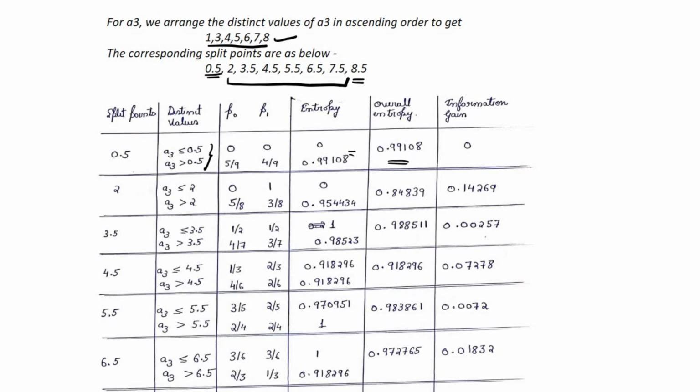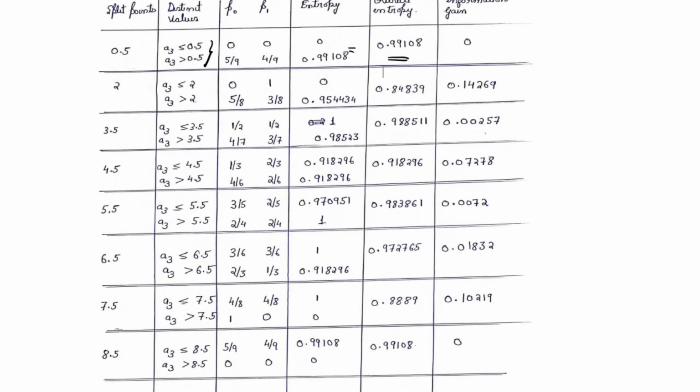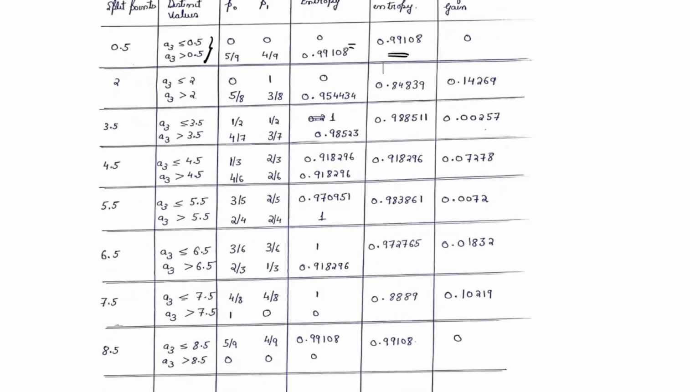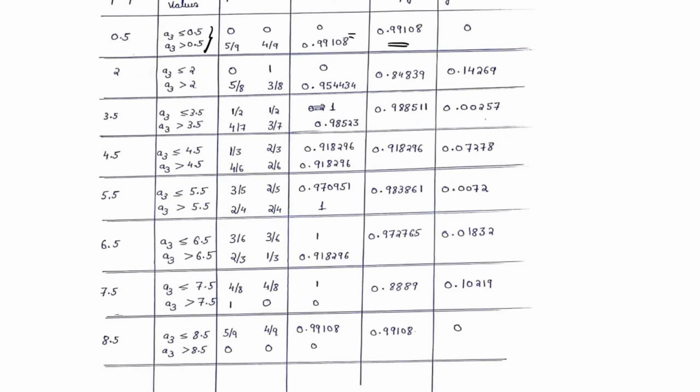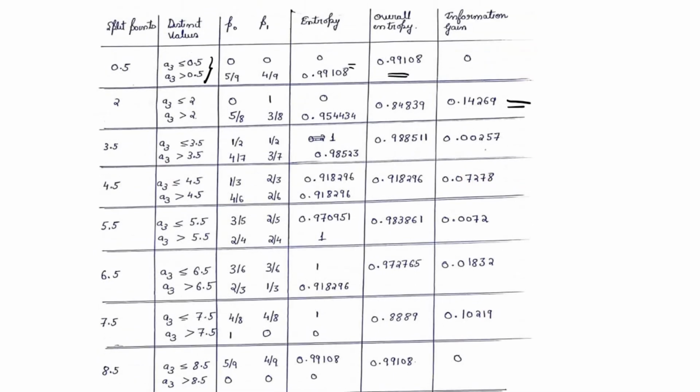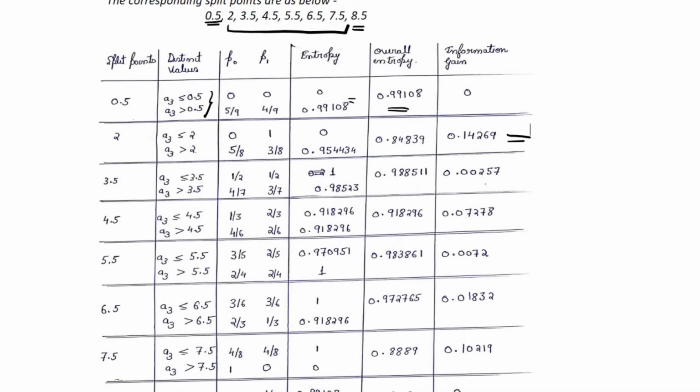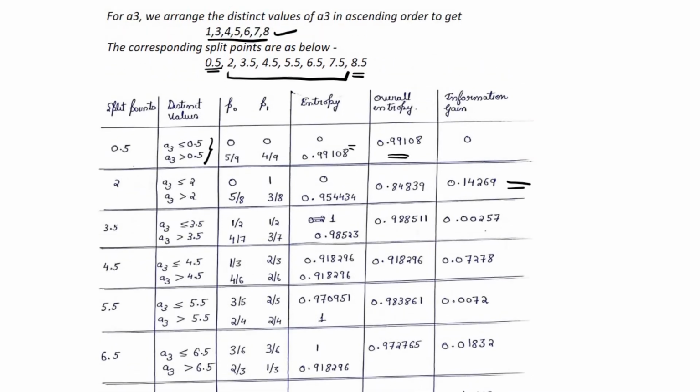And if we scroll down a bit further, we can find the maximum information gain which we can get from this data, which is attained somewhere at split point 2. So which is 0.1429. So this is how we were able to get the entropy corresponding to attribute A3.